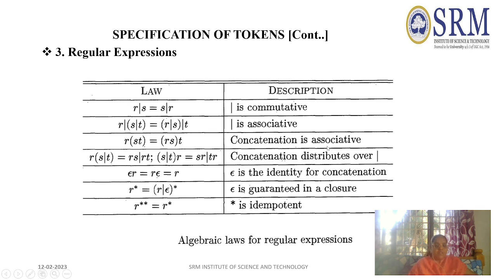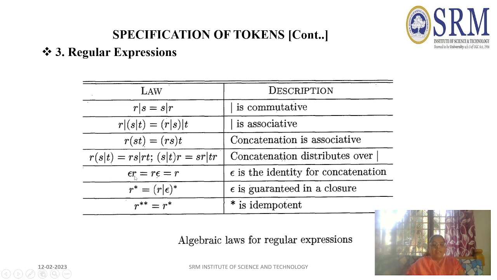Similarly concatenation is associative over here. So R into ST is equal to RS into T. That is concatenation, R concatenated with ST is equal to RS concatenated with T. So concatenation distributes over the union symbol. Using the union symbol, the distribution is going to happen: R within bracket S or T can be written as RS or RT. Similarly S or T, altogether over R regular expression, can be rewritten as SR or TR.